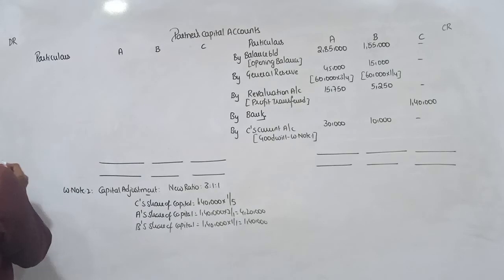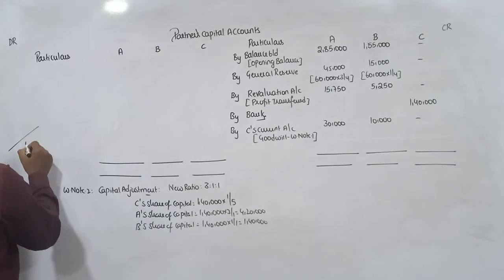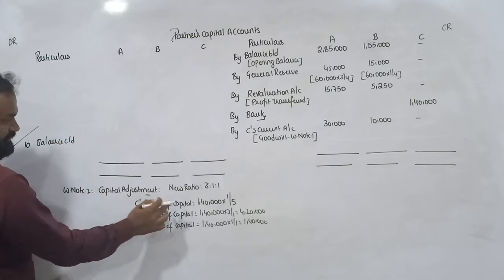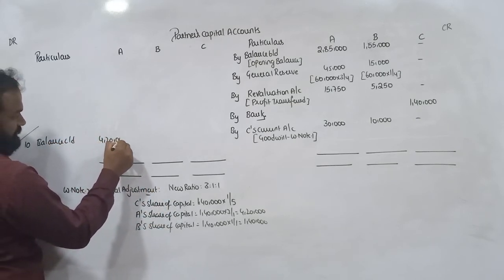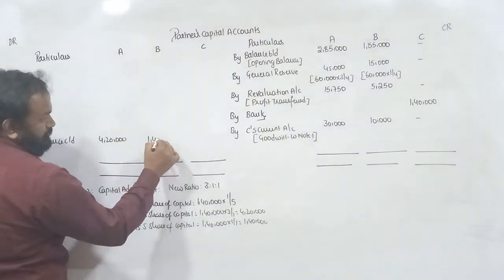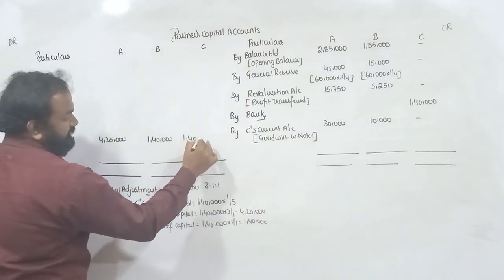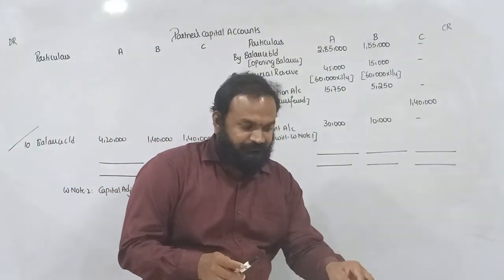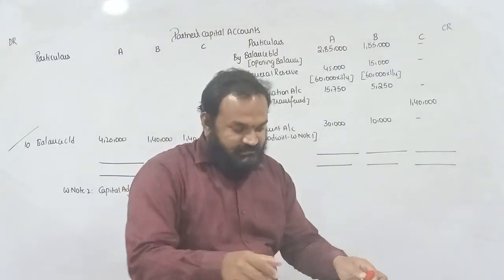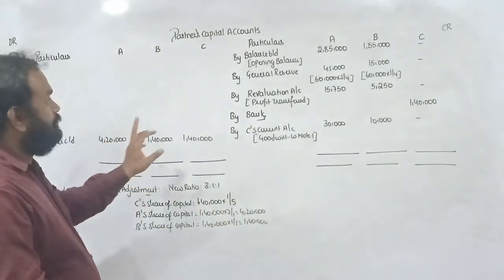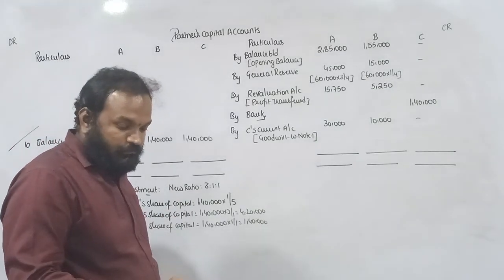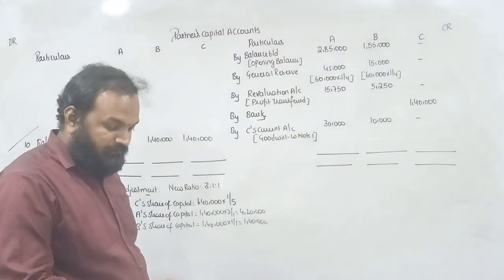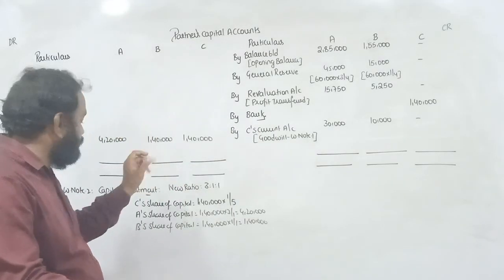It means the closing balance has been already fixed. To balance carry down 420. Next, 140, 1,40,000. The closing balances are already fixed, boys and girls. Okay? Now listen carefully. A should have 420. Let's see how much there is: 2,85,000 plus 45,000 plus 15,750 plus 30,000, 3,75,750.